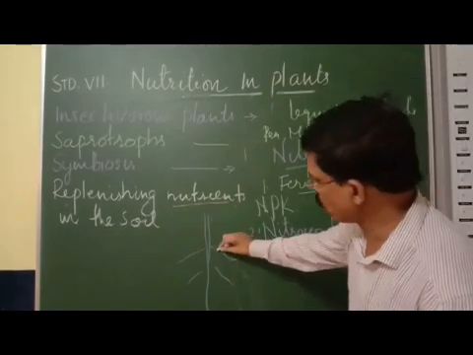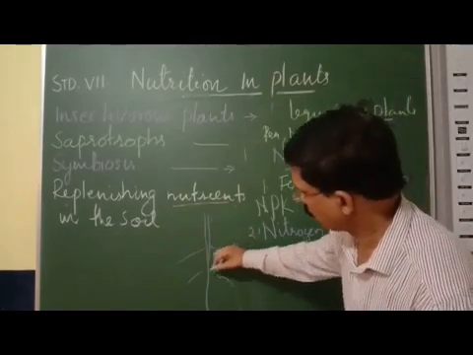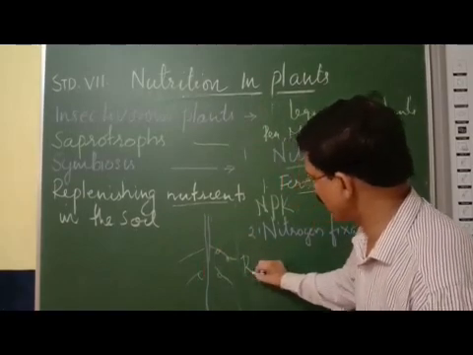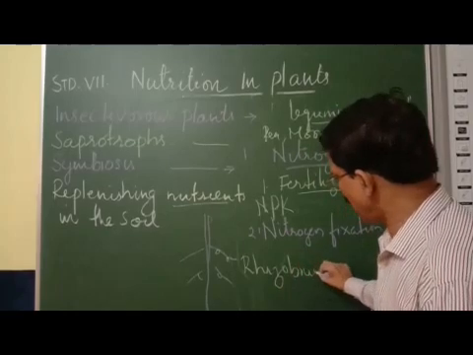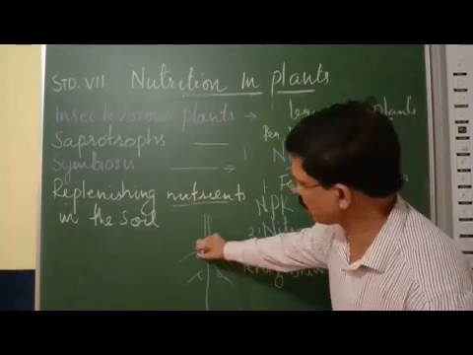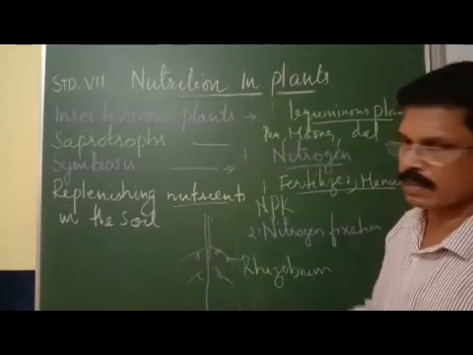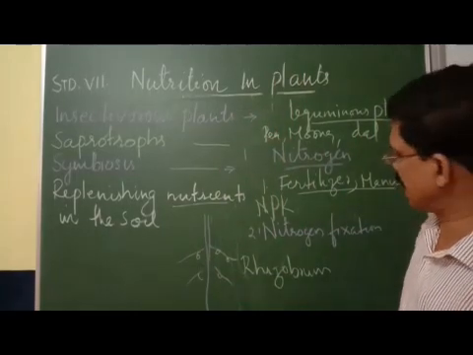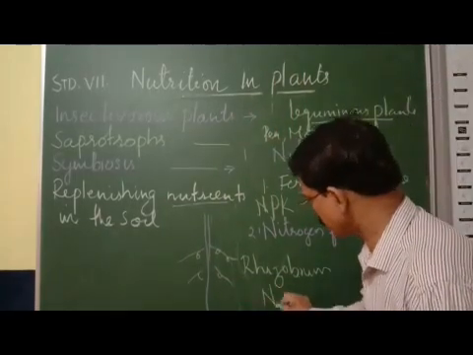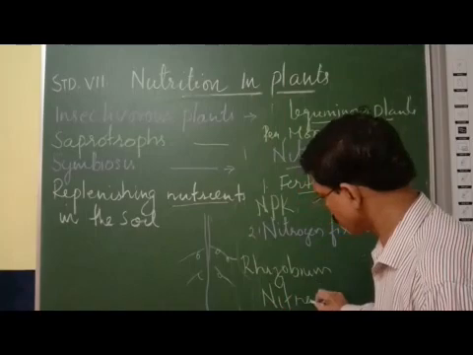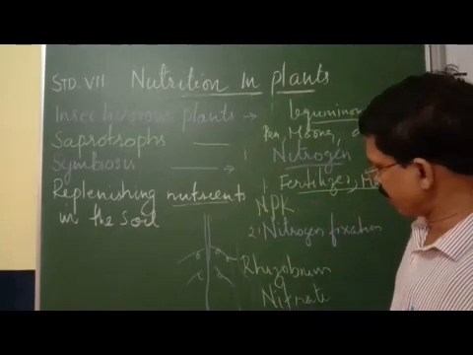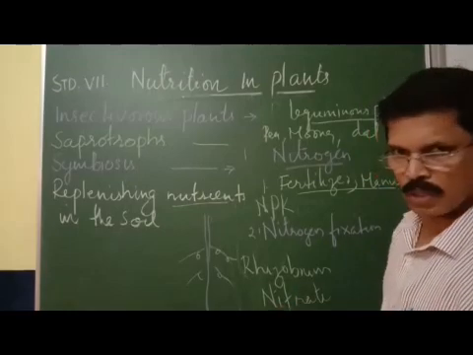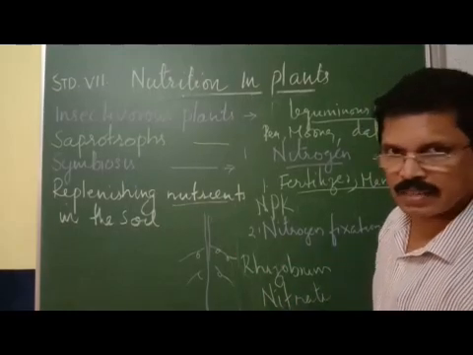In their root nodules, you can see the bacteria. Which bacteria? Rhizobium bacteria. Rhizobium bacteria in the root nodules of these plants absorb nitrogen from the atmosphere and convert nitrogen into nitrate. This nitrate enriches the soil with nitrogen. Plants can easily absorb it.